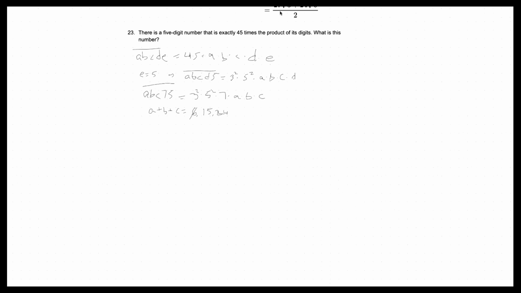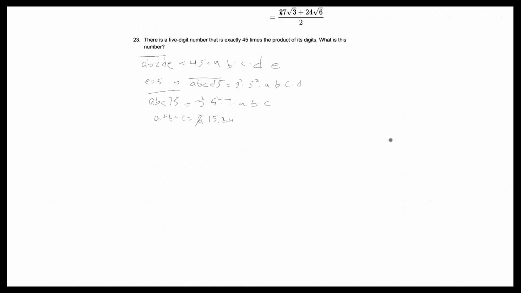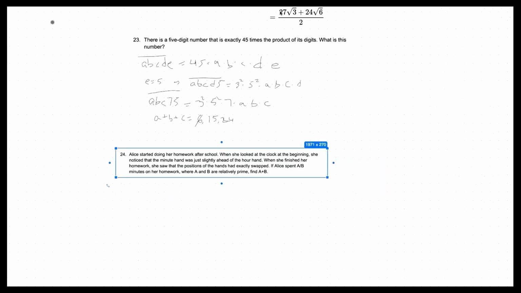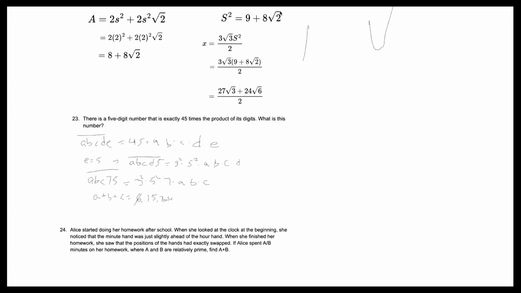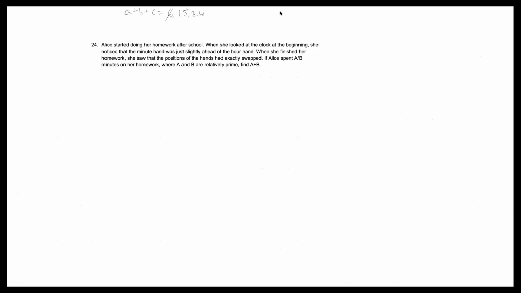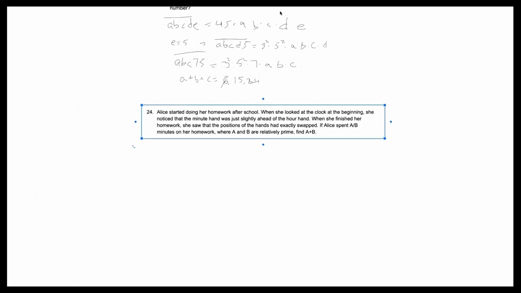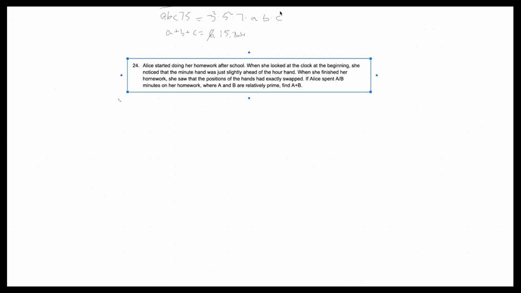Okay, so that's question 23. Okay, question 24. Alice started doing her homework after school. When she looked at the clock at the beginning, she noticed that the minute hand was just slightly ahead of the hour hand. And when she finished her homework, she saw that the positions of the hands had swapped. So we want to find how many minutes she spent doing her homework.